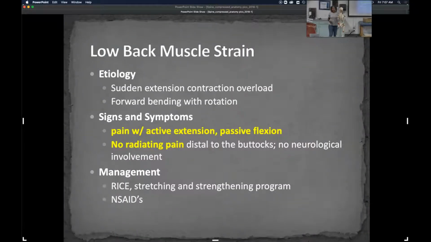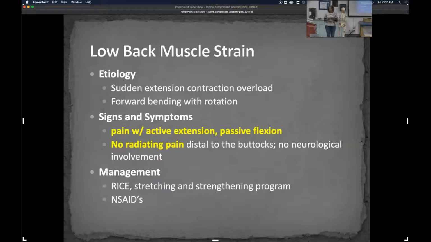All right. So with a low back sprain or strain, most often that's as a result of an extension moment, but it certainly could happen if you're flexing and rotating, right? Because you're going to be stretching those muscles. In terms of signs and symptoms, give it to me. It's pain with what? Active extension and most often passive flexion, right?